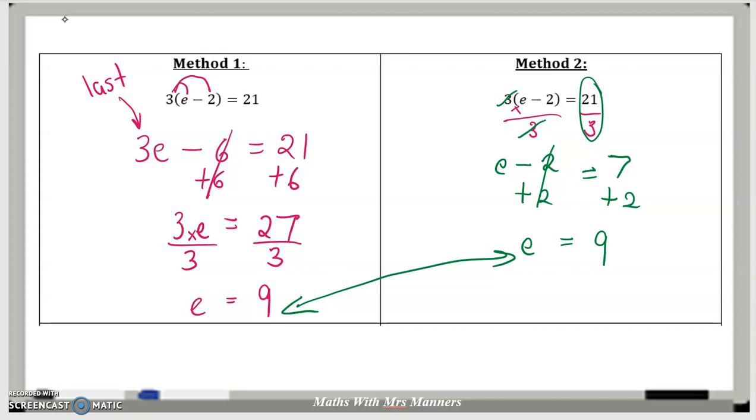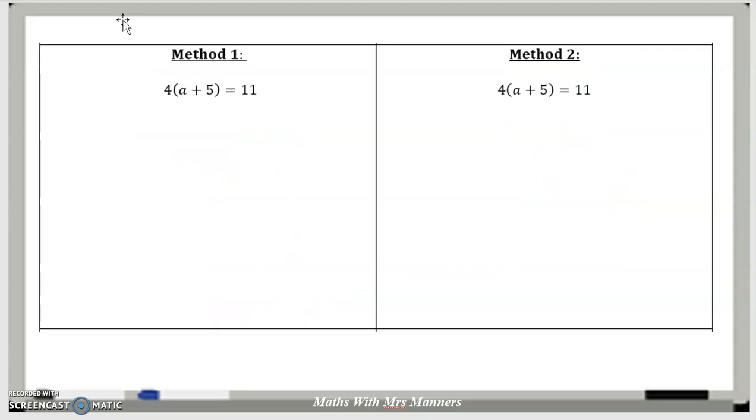I actually think I prefer method 2 because with method 2 I don't even have to expand the brackets. And the reason why method 2 works so well is because the 3 on this side goes very nicely into the 21. So I feel like method 2 is a really good method when this number over here divides very nicely into that number. I would probably divide it straight away instead of expanding the brackets.